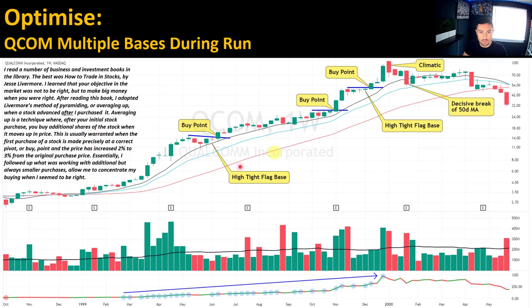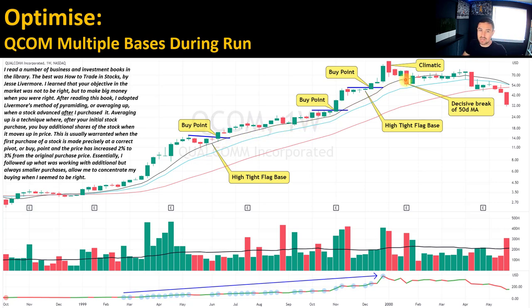But here you can see Qualcomm, and do you see the climactic behavior coming through here? Okay, climactic behavior, very quick price advance. I think this stock nearly doubles or something like that in the space of about 3 weeks, so it goes up a lot. Then here you have a decisive break of the 50. So imagine had you been in Qualcomm down here, you caught it coming out of this phase one base, and then you had ridden it all the way up in here.